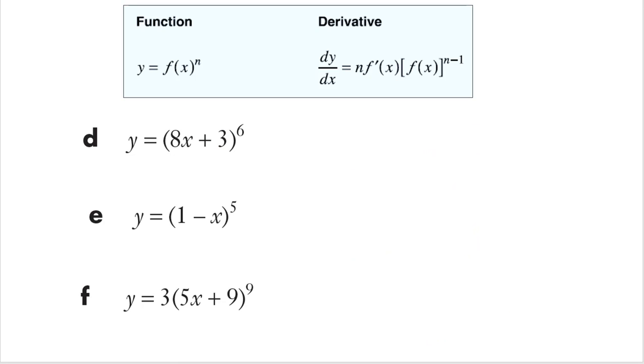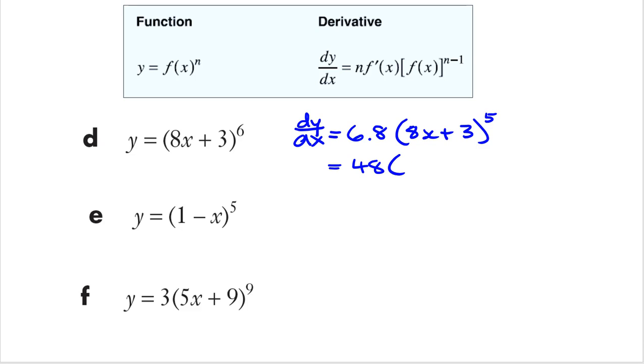Moving on to D, E, and F. Hopefully you're getting the hang of this now, so I'll start to speed up a little bit. dy/dx: the 6 will come out the front. It'll be multiplied by the derivative of the inside, which is 8. 8x plus 3, and we'll subtract 1 from the power. Tidy that up. 6 8s are 48. 8x plus 3, all to the power 5.